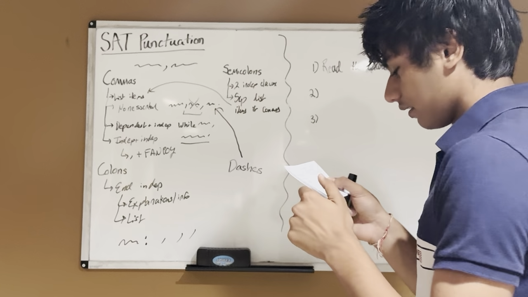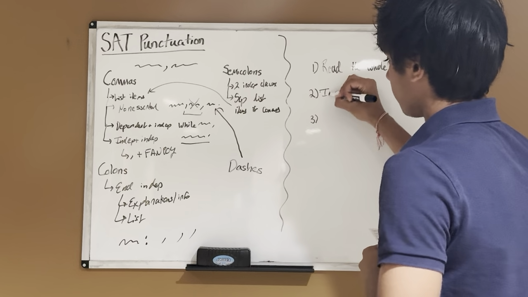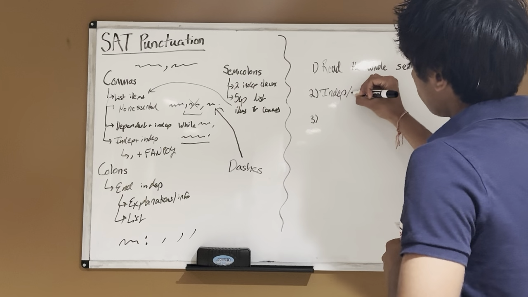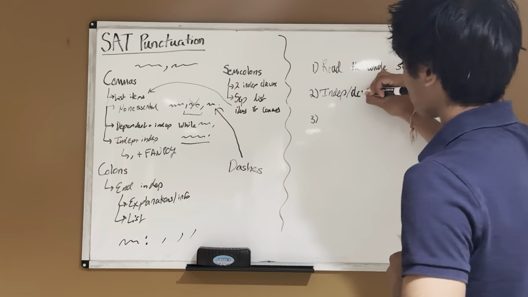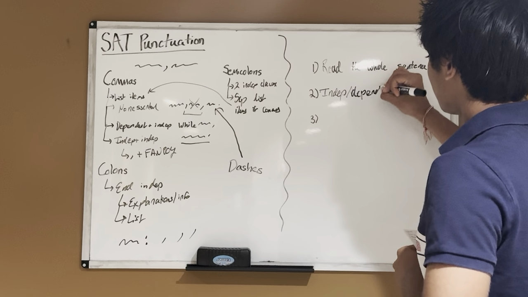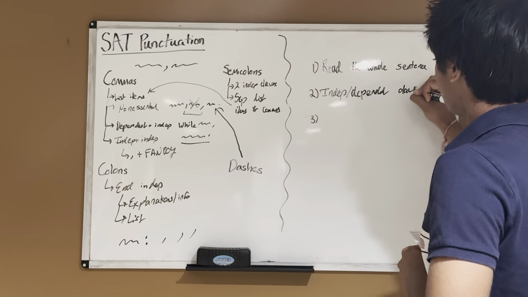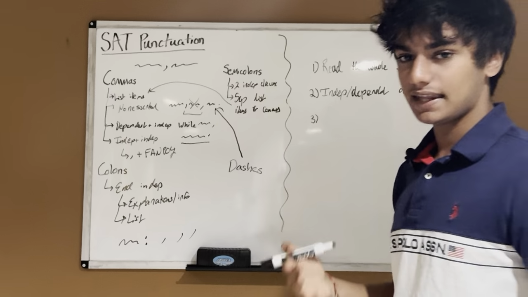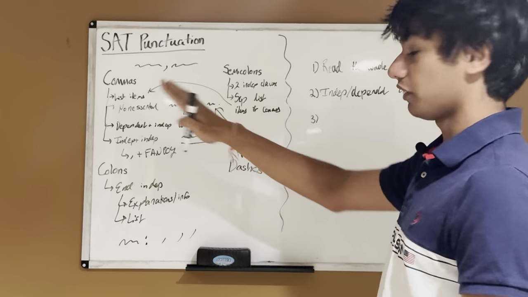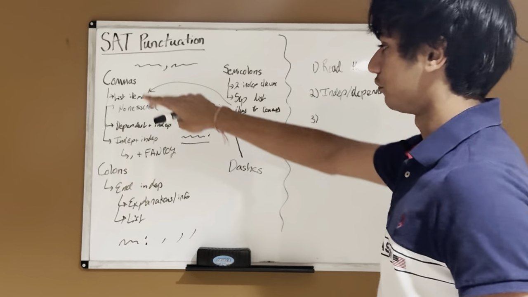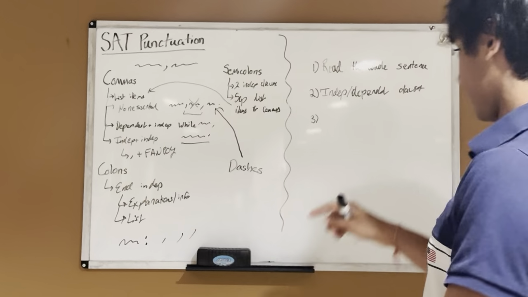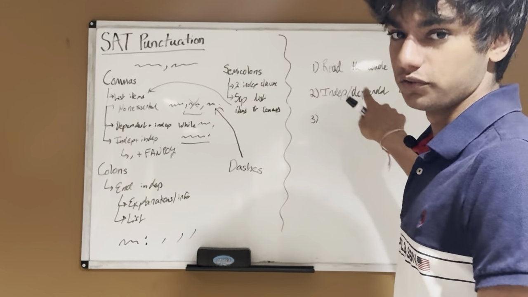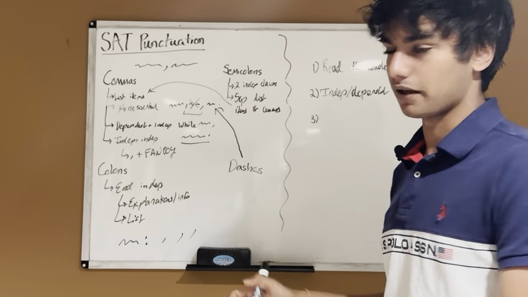Next, identify the independent and dependent clauses. Sorry, guys, my marker's kind of dead. So by identifying the independent and dependent clauses, you can differentiate what you should use. Should you use a comma? Should you use a semicolon, colon, dash, etc.? And you can figure that out by identifying whether it is an independent or dependent clause.